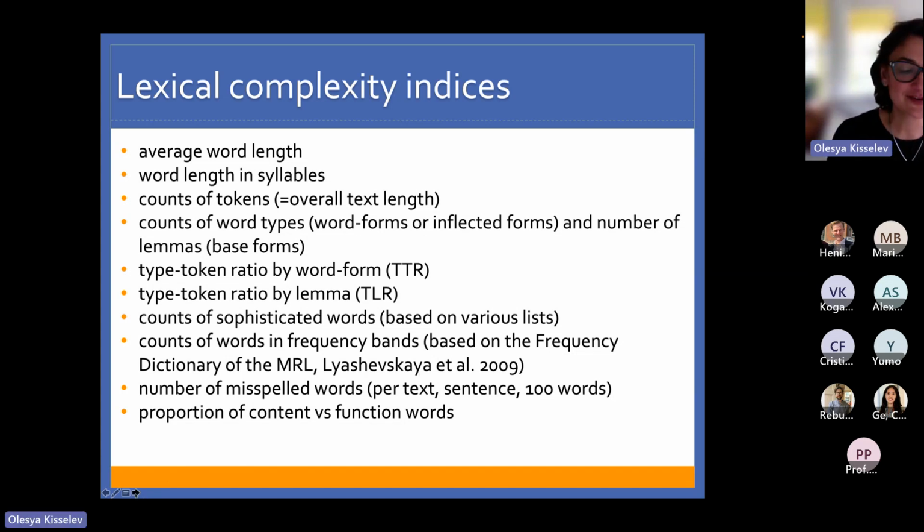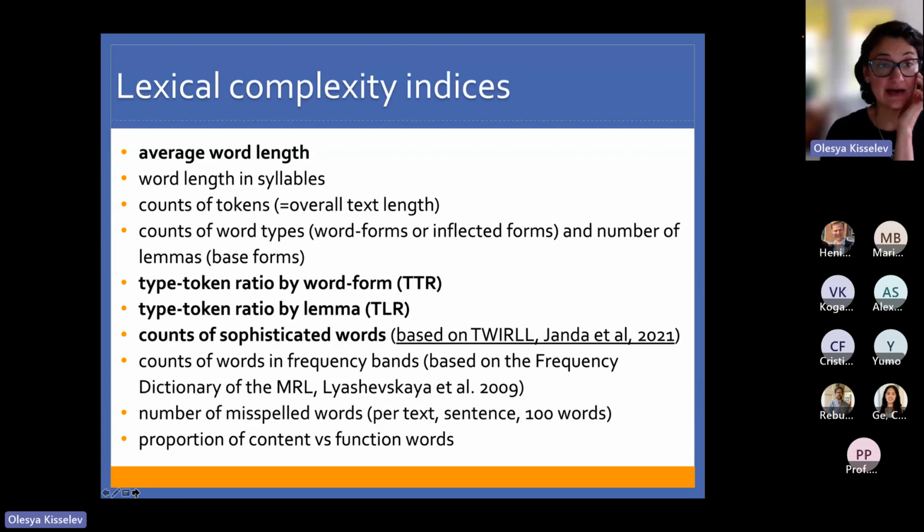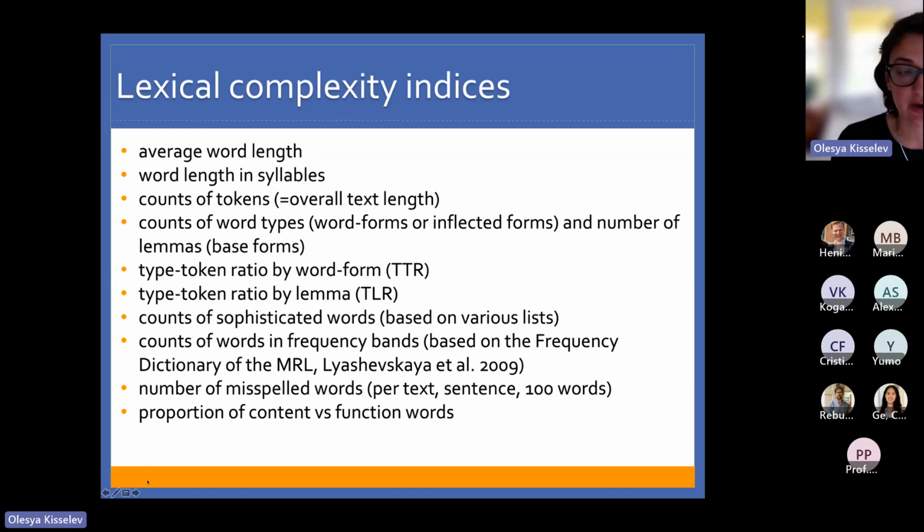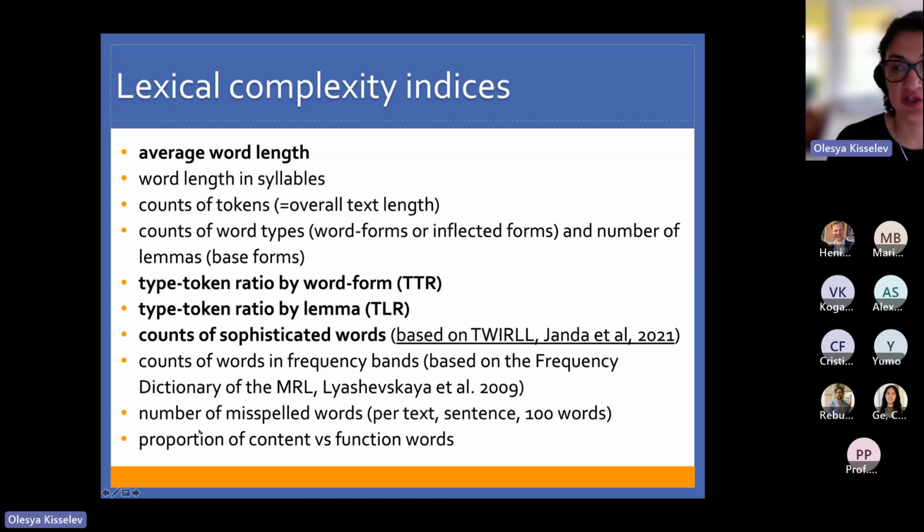Another interesting thing is that for the analysis, we focused on average word length and type token ratio. Every time I try to point at something, my slides skip. I apologize for that. So we looked at type token ratio, both by token and by lemma. Russian is a morphologically rich language, so we thought there may be an important difference there. And we were also looking at the counts of sophisticated words.